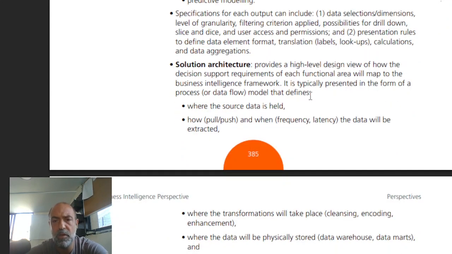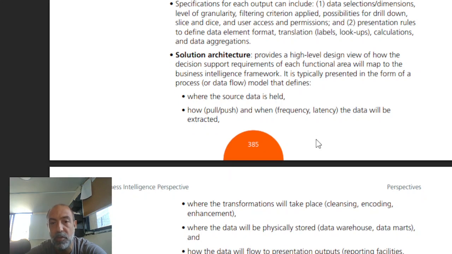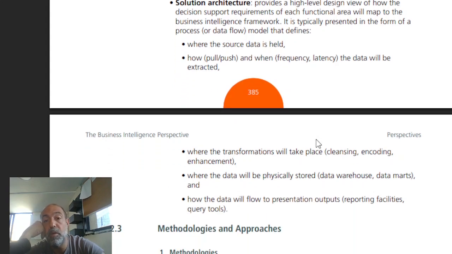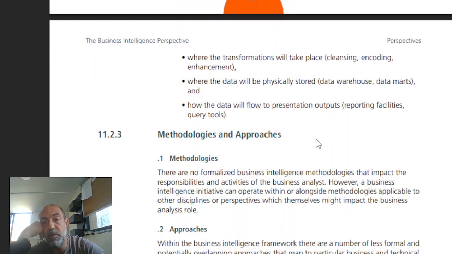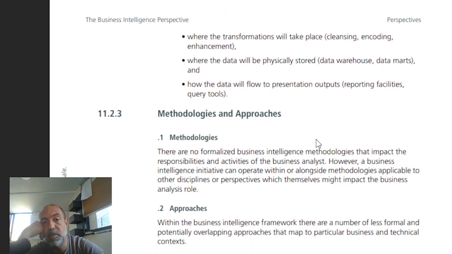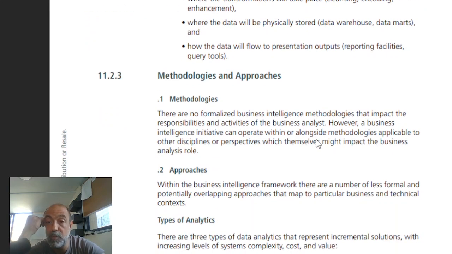And solution architecture: you create the architecture for the solution. It provides a high-level design view of the decision support requirements of each functional area, mapped to the business intelligence framework. It is typically presented in the form of a process or data flow model that defines where the source data is held, how (pull, push) and when (frequency, latency) data will be extracted, where the transformations will take place (cleansing, encoding, enhancement), where the data will be physically stored (data warehouse, data marts), and how the data will flow to presentation outputs (reporting facilities, query tools).